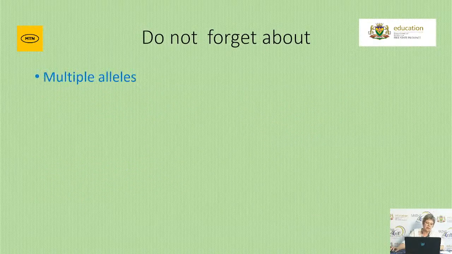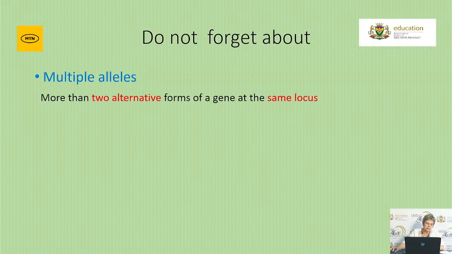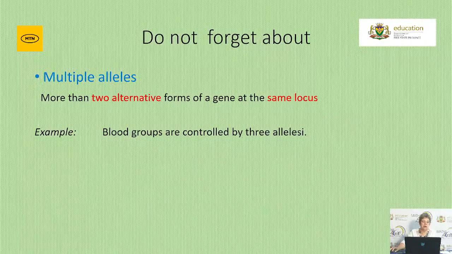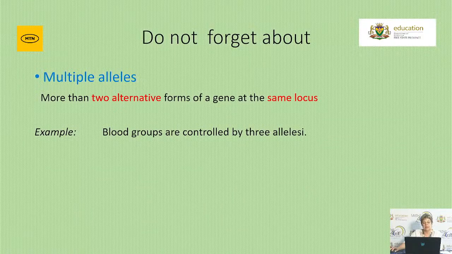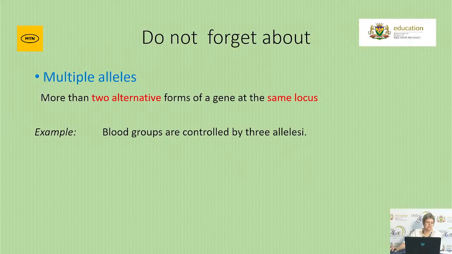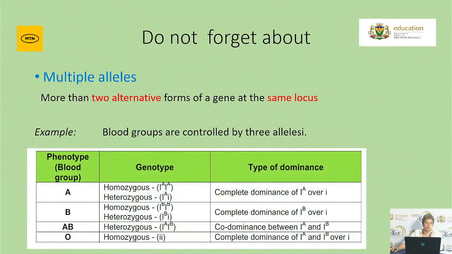Then do not forget about multiple alleles. Remember now, an allele is an alternative form of a gene at the same locus. So we know that the alternative form is an allele. In multiple alleles, there are more than two alleles at a specific locus.